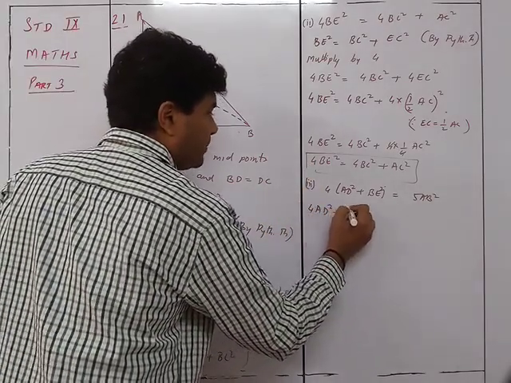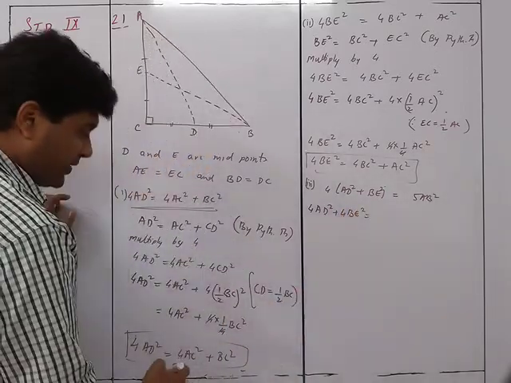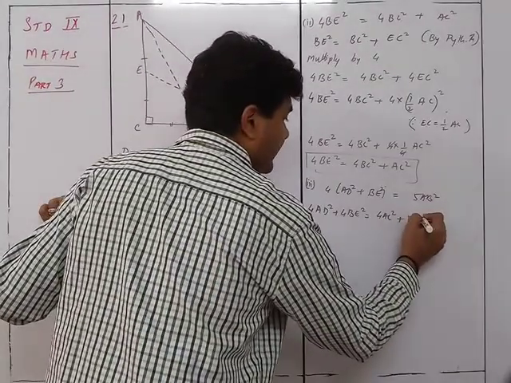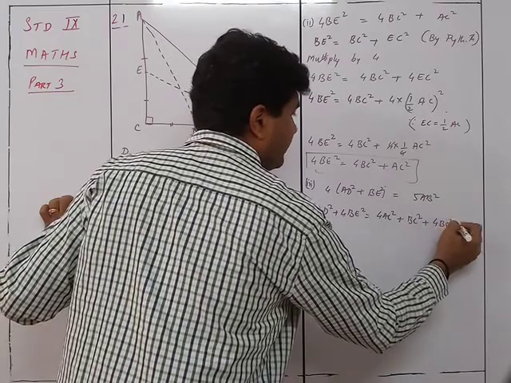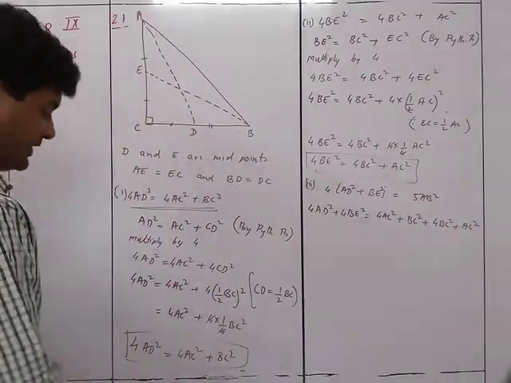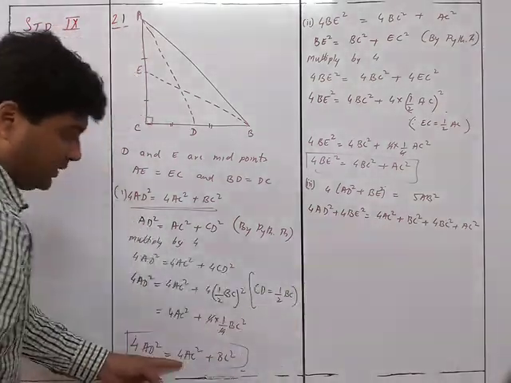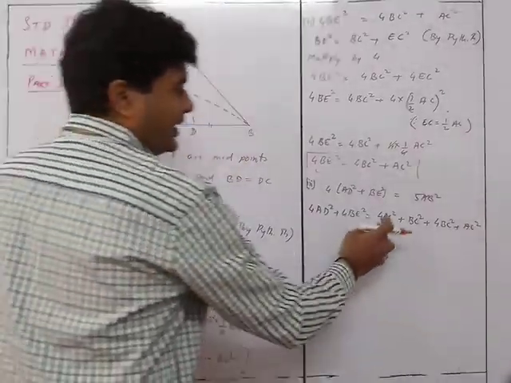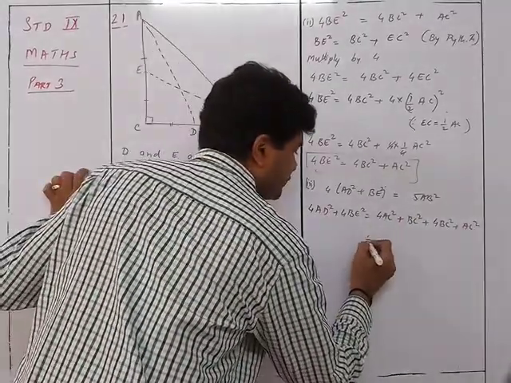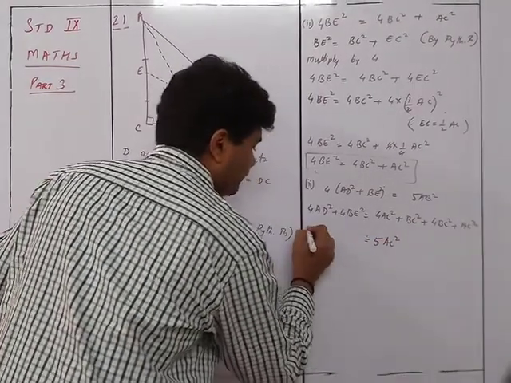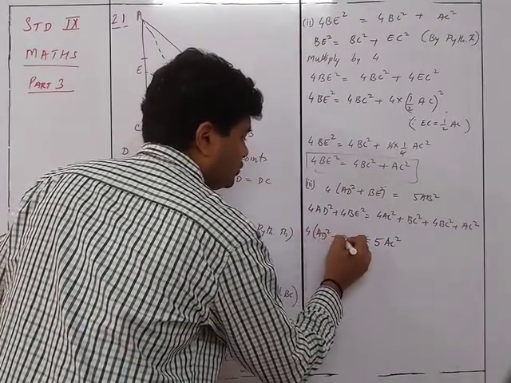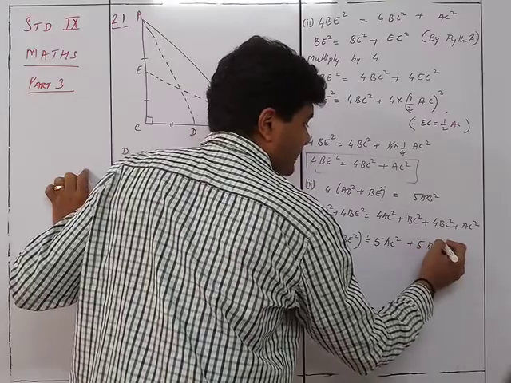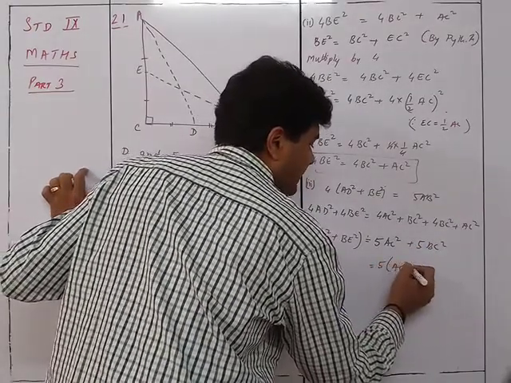4AD square plus 4BE square is equal to 4AC square plus BC square plus 4BC square plus AC square. That is nothing but 4AC square from here, BC square from here, 4BC square from here, and AC square from here. So accordingly, 4AC square plus AC square will be 5AC square. So here it is 5 common. You get 4AD square plus 4BE square is equal to 5AC square plus 5BC square. So that is nothing but 5 times AC square plus BC square.